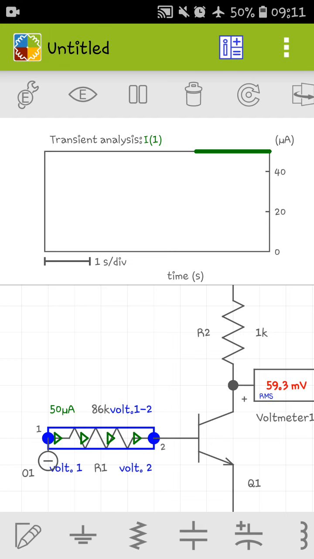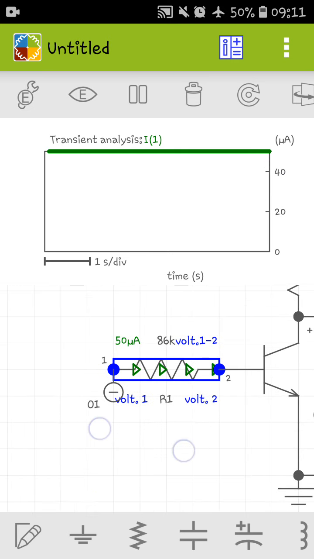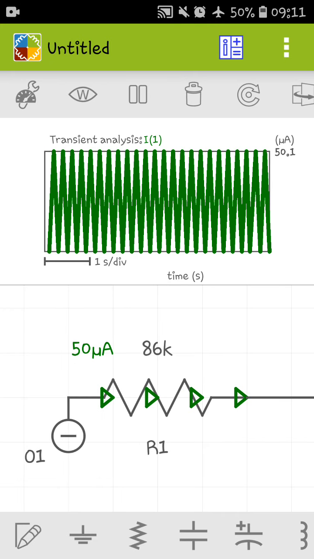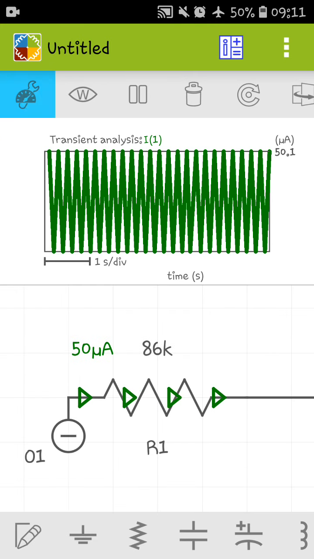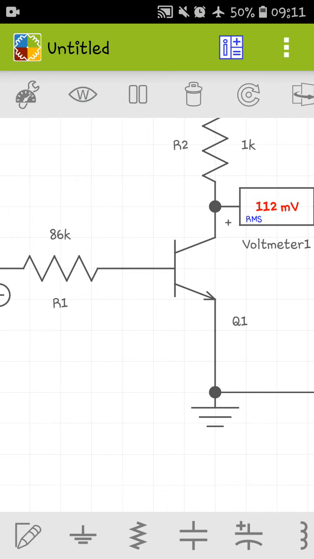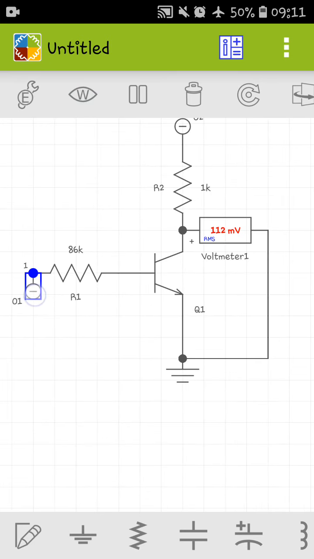Here the lower reading is 40 and the upper is 50, and here you can see 50 microampere. Now here is 1 volt and here should be 0 volt. So 0 volt here means that the transistor is in saturation region.